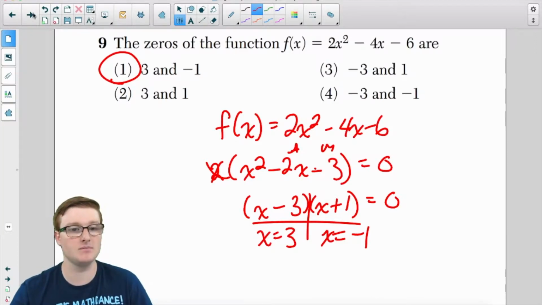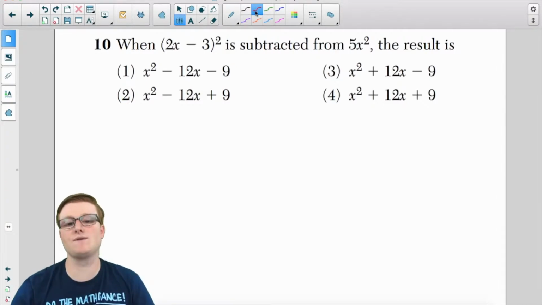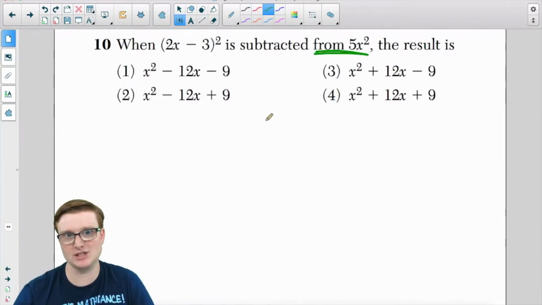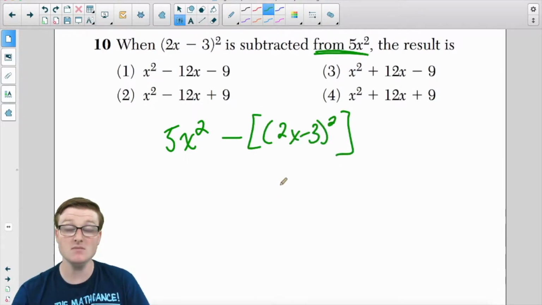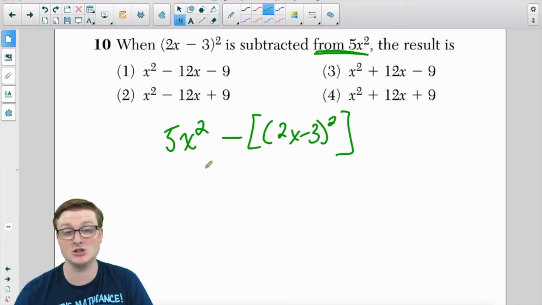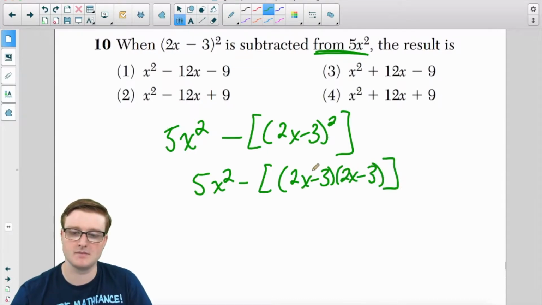Pretty simple stuff. Awesome. Number 10: when 2x minus 3 squared is subtracted from 5x squared, the result is what? Whatever comes after the word from goes first. So we have 5x squared minus, in parentheses, 2x minus 3 squared. Now we need to expand 2x minus 3 squared. So we get 5x squared minus, in a big bracket, 2x minus 3 times 2x minus 3. Then we distribute.